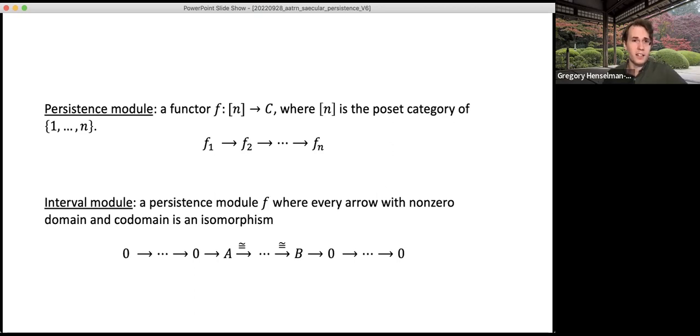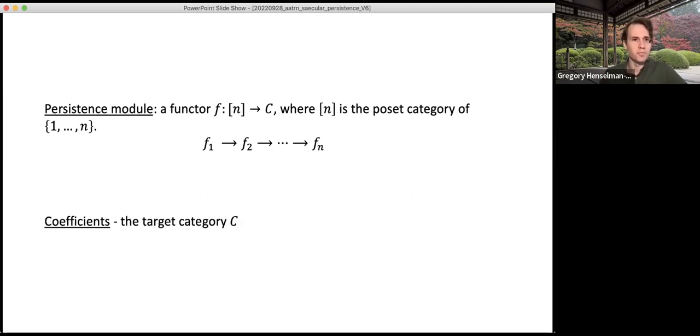And we're going to be talking about decomposing persistence modules into interval modules. And by that, I mean a module that is 0 for a while, becomes possibly non-zero, carries forward with a bunch of isomorphisms, and then becomes 0 again. So this definition makes sense in any category. It doesn't have to be a category of vector spaces, for example. And when I talk about coefficients, usually I'll mean this as a byword for the target category.